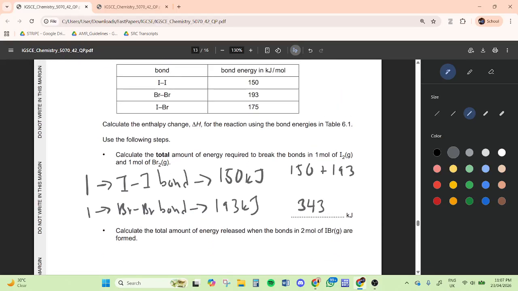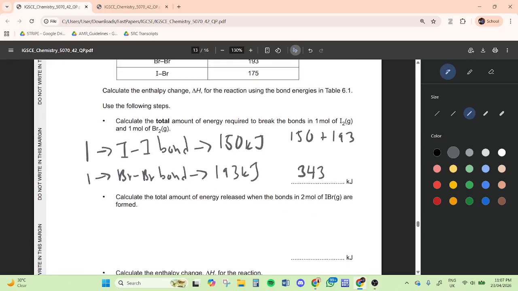Now, whenever you form iodine bromide, remember, bond formation is exothermic, which means it's releasing energy. Because it's exothermic, you have to check what bond is being formed. So you're getting an iodine and bromine bond. So IBr has a total bond energy of 175. But remember, you're not getting only 1 mole, you're getting 2 moles. So you're going to multiply this by 2. And that's going to give you 350 kilojoules.